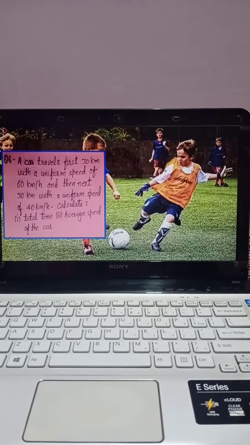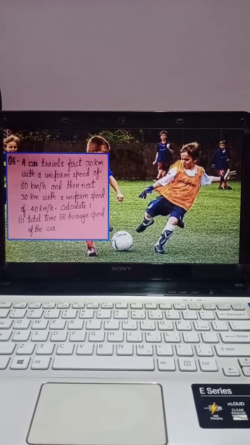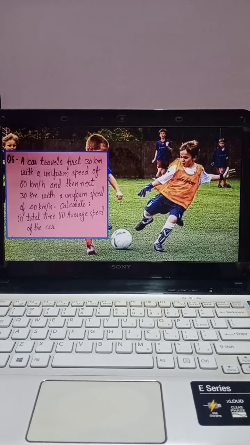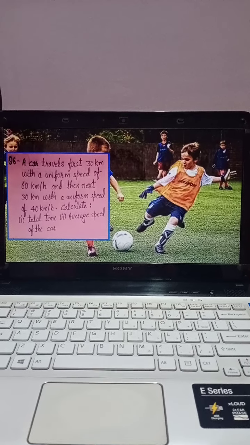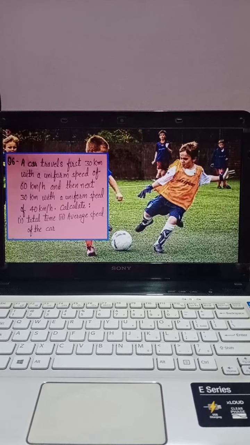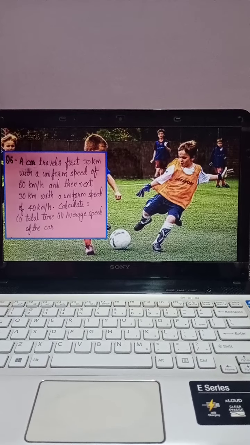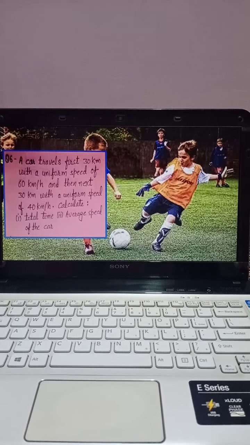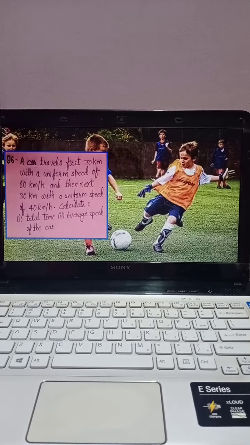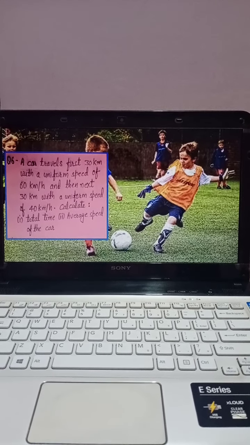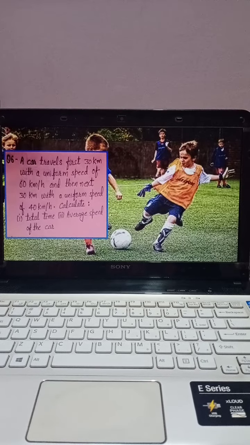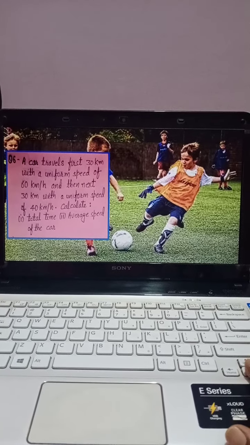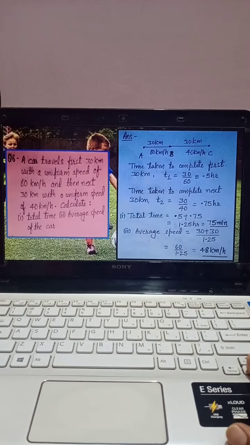So in this question it means that there is one car which travels first 30 km with 60 km per hour and next 30 km with 40 km per hour. Then we have to find the total time taken by the car while completing its journey and the average speed of the car while completing its journey. So here we are going to see the solution.